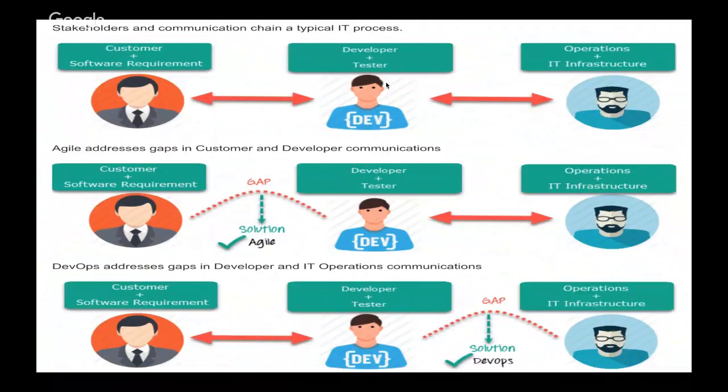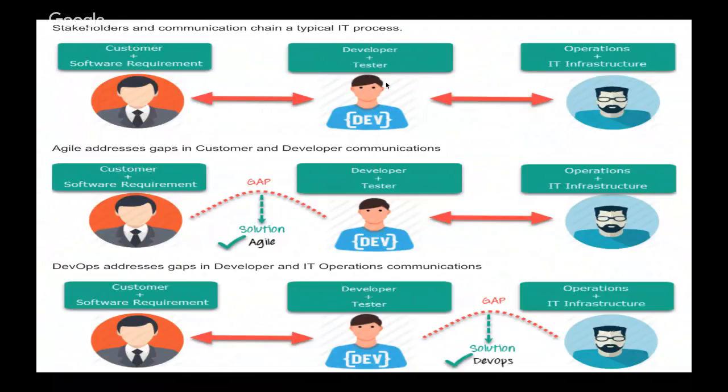Stakeholders and communication chain in a typical IT process. When I say typical IT process, it would be more like a waterfall, whereas in most of the banks or places where their tolerance level for defects is very low, they generally still go with something like waterfall, wherein everything is very defined and they keep on moving in a staged manner.